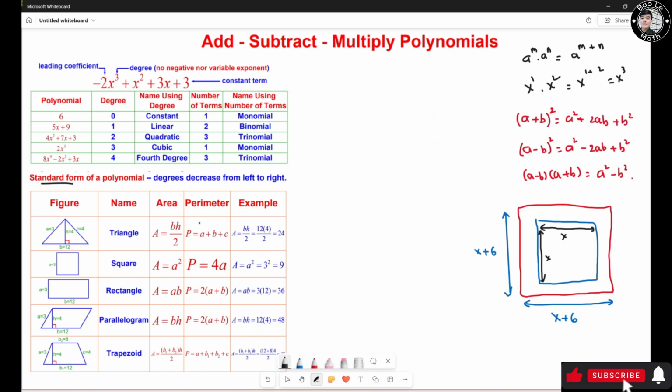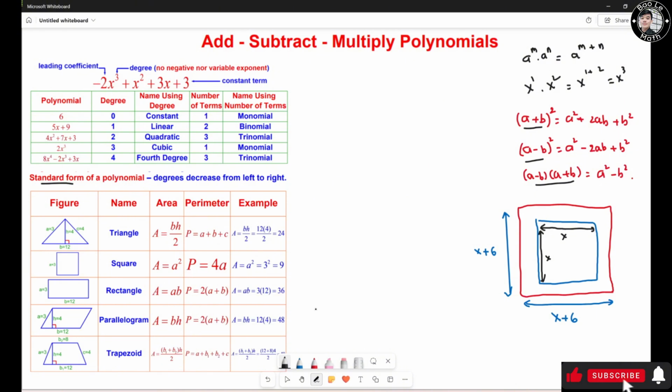Alright, let's move on to the next example. We're going to multiply the special cases of polynomials. You look at this one, we have three special cases right here: the first one, the second one, and the third one. You can use the regular method like what I did in the previous examples, but you have a faster way to do it if you memorize the formulas right here, okay?